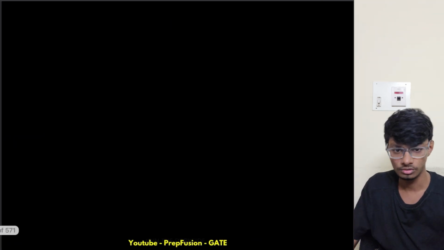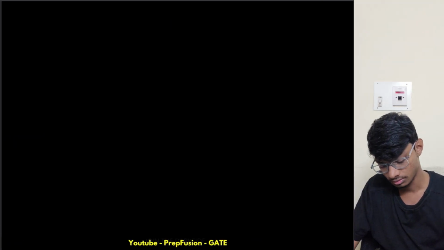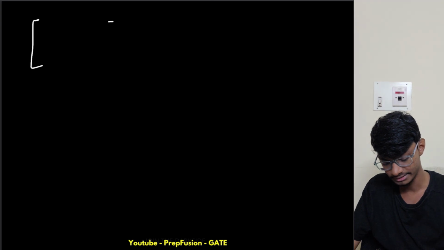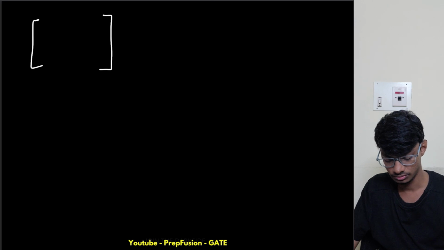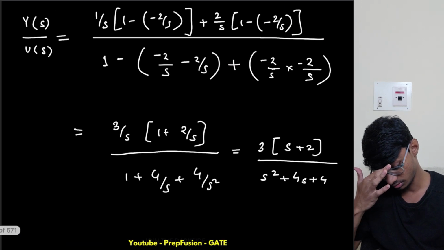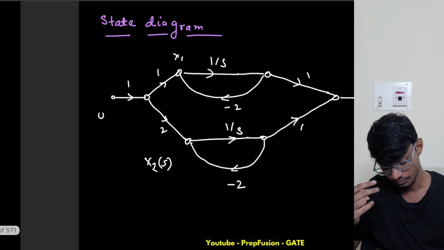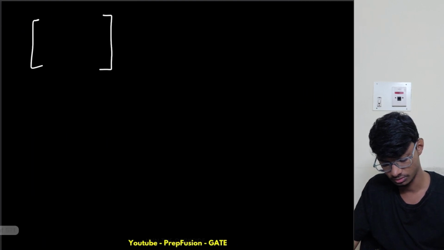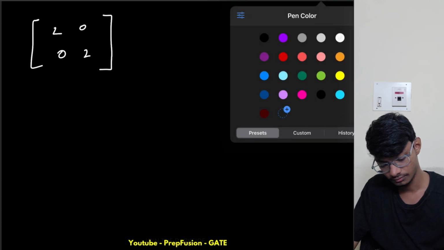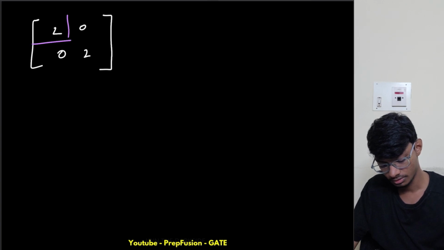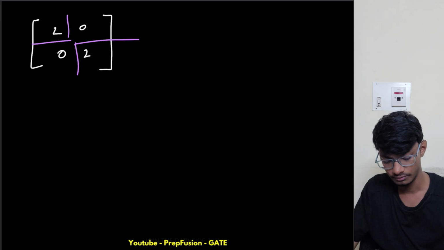And from the Jordan block also, you can see. We have 2 Jordan blocks, as I mentioned in the question itself. So what was my matrix? This was 2 2 0 0. How many Jordan blocks do I have? I have this Jordan block and this Jordan block. I have 2 Jordan blocks.